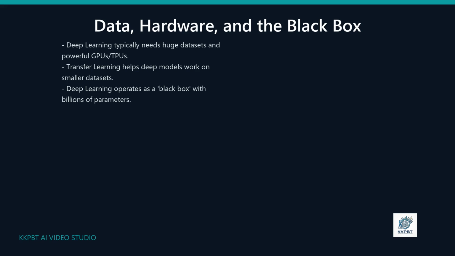However, that automation comes with a trade-off. Deep learning models usually require massive datasets and specialized computer hardware, like powerful GPUs or TPUs, to perform well. That said, with a technique called transfer learning, developers can take a pre-trained deep learning model and fine-tune it using a much smaller dataset. Another key difference is transparency. Classical ML models are easy to explain, while deep learning models operate like a black box because of millions or even billions of internal mathematical parameters.